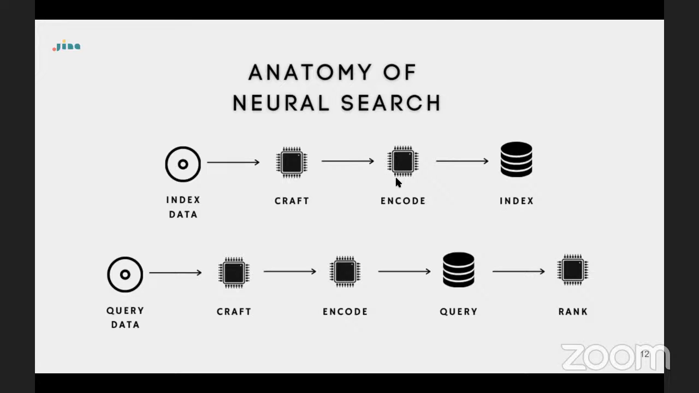So this is the encoding process where you convert this data, which is an array, and it passes to a model, and then it comes out as a vector, which is the representation of the whole thing. So that is this process. And then we index the vectors into some kind of indexer.